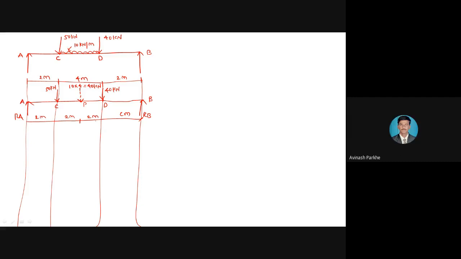The UDL we have converted into the point load by using the formula W into L. W is 10, total length is 4, so 10 into 4 is 40 kilonewton, and it acts at the center. That center point can be represented by the point P. That means the CP distance is 2 meter, and the PD distance is also 2 meter. Now go for the reaction calculation.